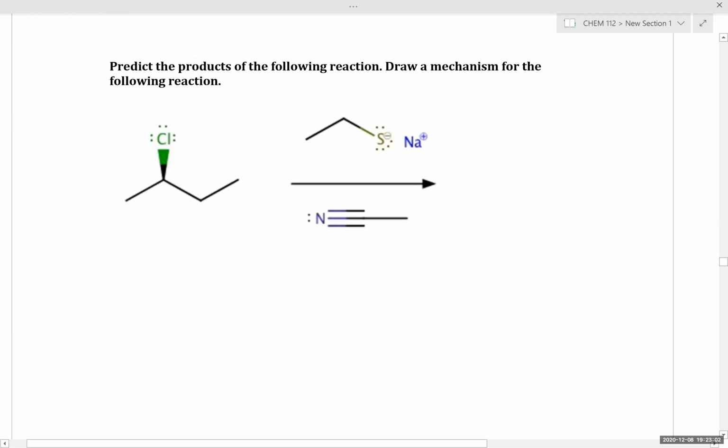Let's do an example. We're asked to predict the products of the following reaction. Note, when I say predict the products, I need you to specify stereochemistry as well. The only way to answer this question is to first figure out what mechanism we're dealing with. Let's start with our solvent, acetonitrile. Is that protic or aprotic?